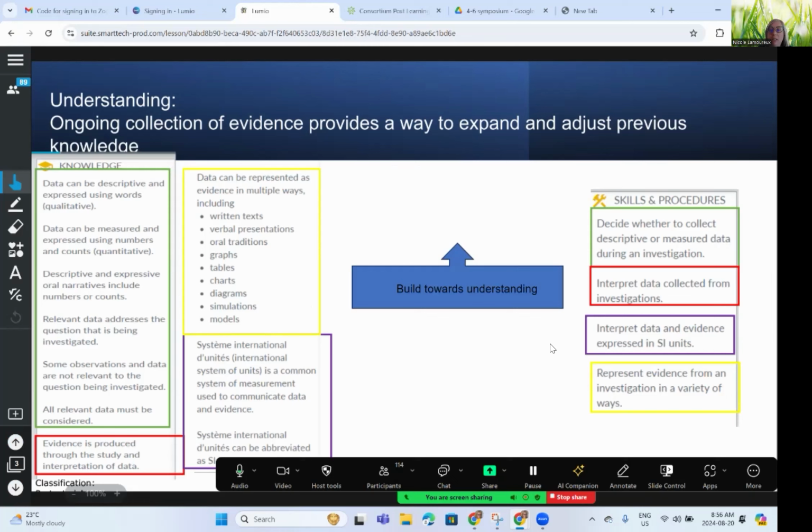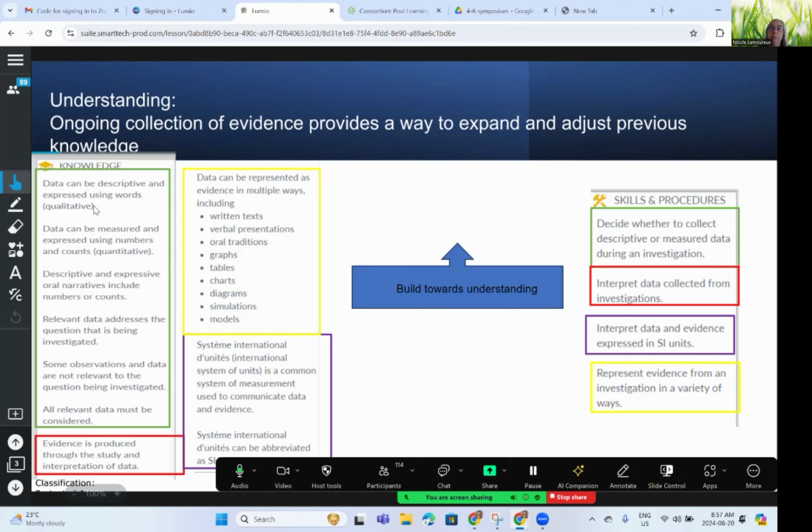So again, we want to align our knowledge, skills and procedures, and they build towards the understanding, which is that students understand that ongoing collection of evidence provides a way to expand and adjust previous knowledge. Starting on the right with skills and procedures in green, we want students to decide whether to collect descriptive or measured data during an investigation. If we go to the knowledge in green, I've highlighted that for you. They explain what it is: data can be descriptive and expressed using words.